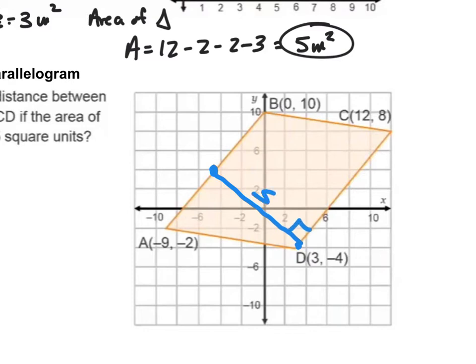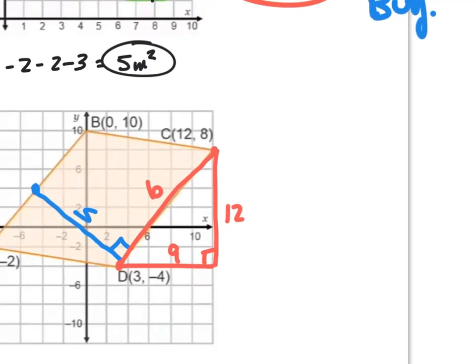Now, what I can find here is this base length from this point over here. I could find this base length. So let's make a right triangle. And I know that my horizontal distance here, from 3 to 12, is a distance of 9. And I know that the height here from 8 down to -4 is 12. So I'm pretty sure that my base length here is going to be 15, but let's just double check on that. So let's find that length of CD.